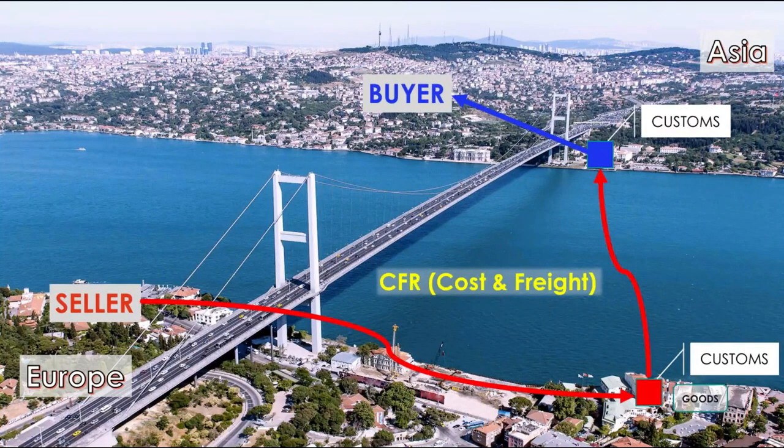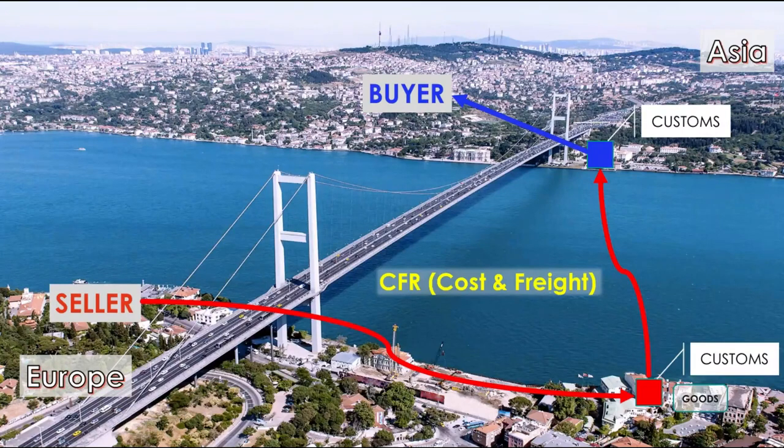CFR, cost and freight, also frequently used in international business. The process in this term is like this. The seller packs, loads, and transports the goods to the harbor and the customs in the country of origin. The seller does the export formalities in the customs. The seller loads the goods on the vessel. The seller ships the goods at its own cost but at the buyer's risk to the country of destination.